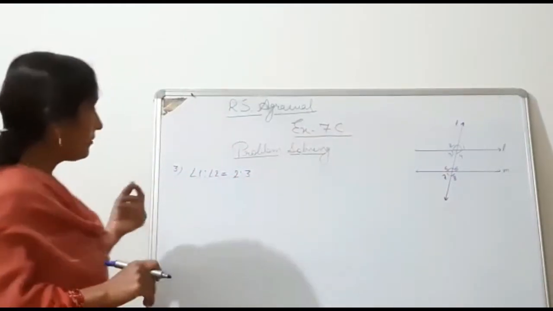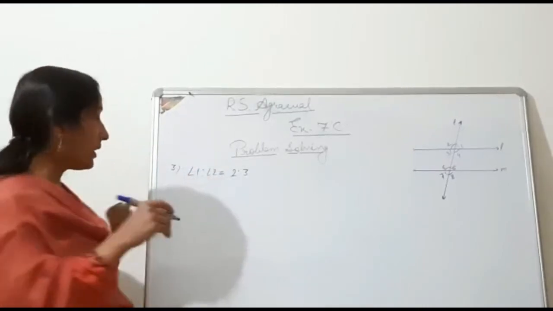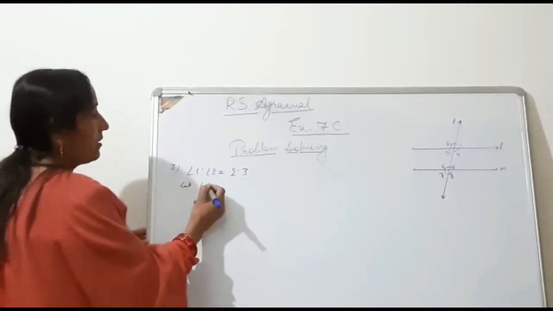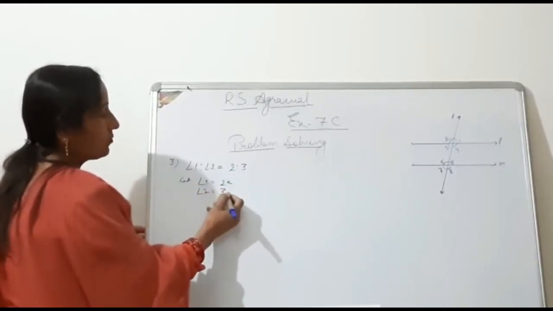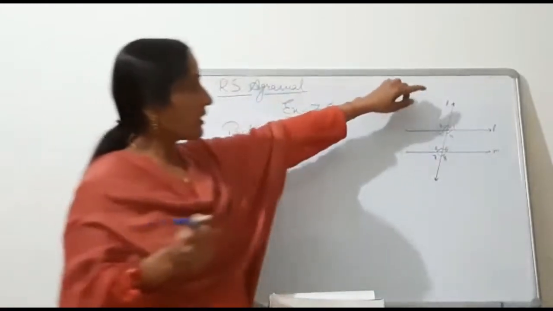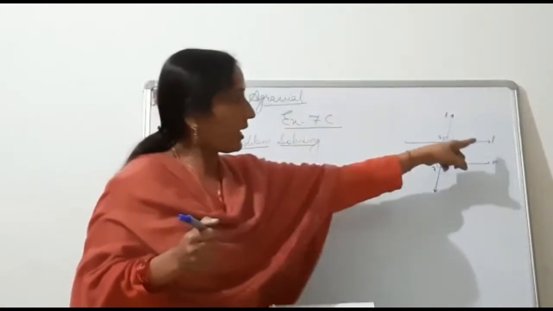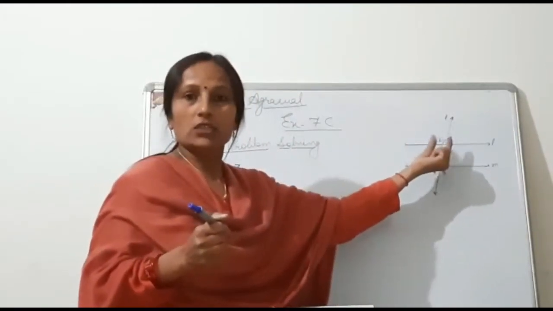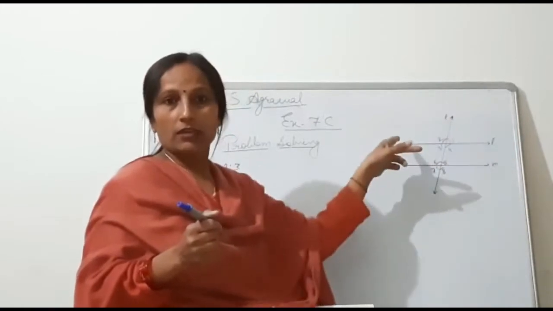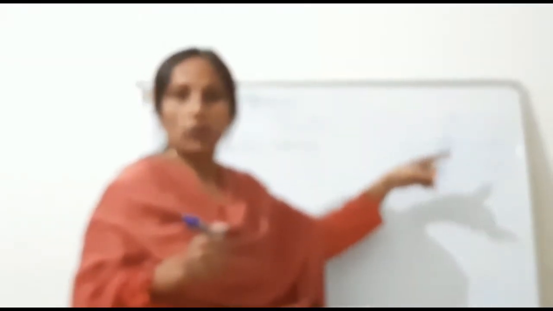So let's see how to find. Angle 1 is to angle 2 is 2 is to 3. The ratio is given. So suppose angle 1 is equal to 2x and angle 2 is equal to 3x. Okay. Now you can see here that this ray T is a ray which is on the line L. So it is forming two angles, angle 1 and 2. Both angles are adjacent angles because there is a ray on a line forming two angles. These angles are called adjacent angles, and the sum of both the adjacent angles is 180 degrees.